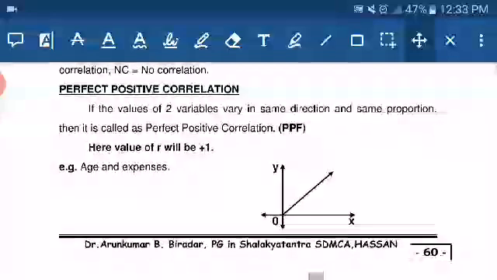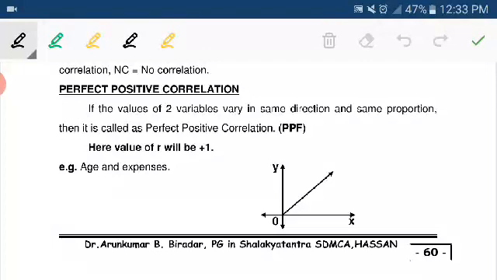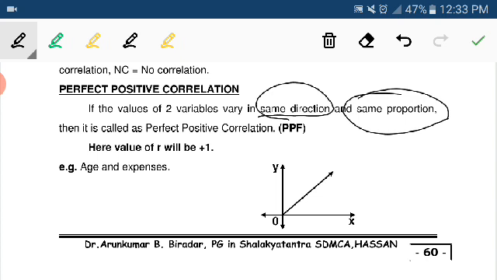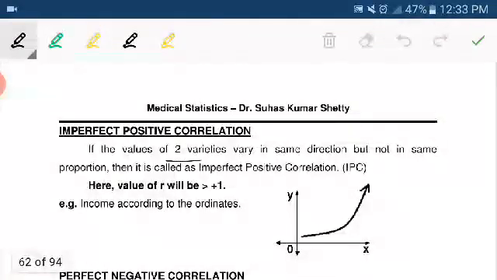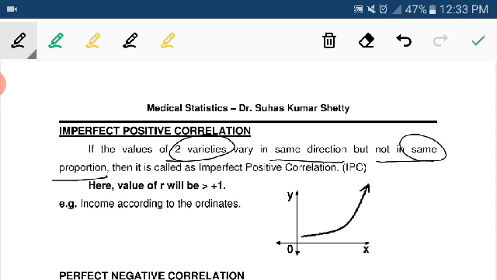Perfect positive correlation: if the values of two variables vary in the same direction and in the same proportion, it is called a perfect positive correlation. Here the value of r will be +1, for example age and expenses. Imperfect positive correlation: if the values of two variables vary in the same direction but not in the same proportion, it is called an imperfect positive correlation. The value of r will be between 0 and +1.